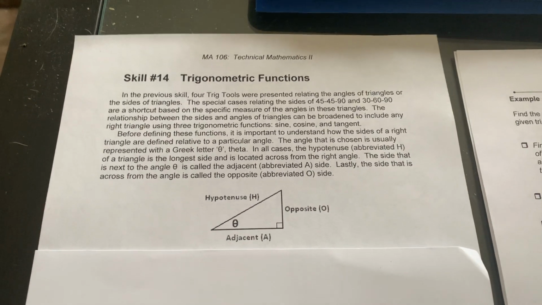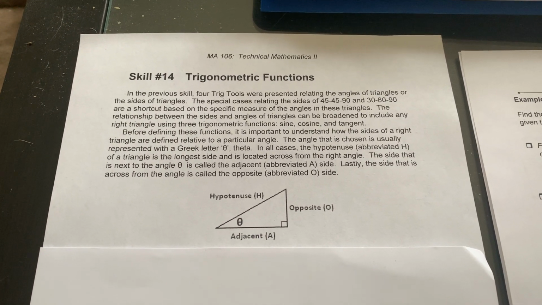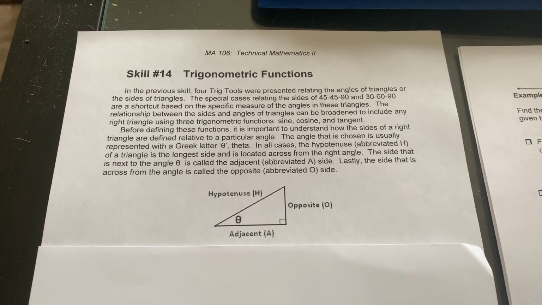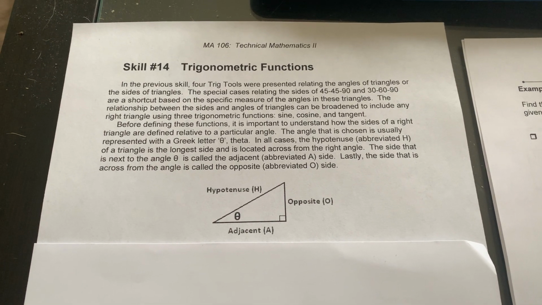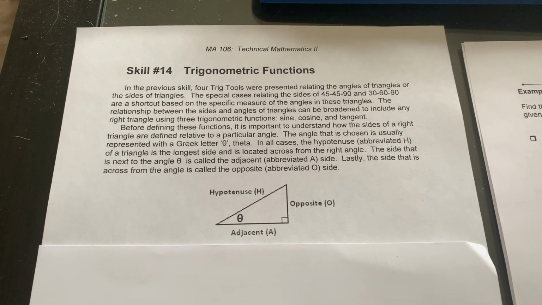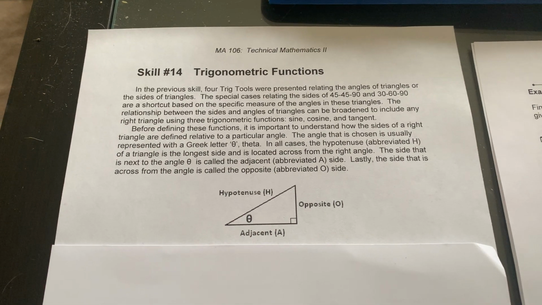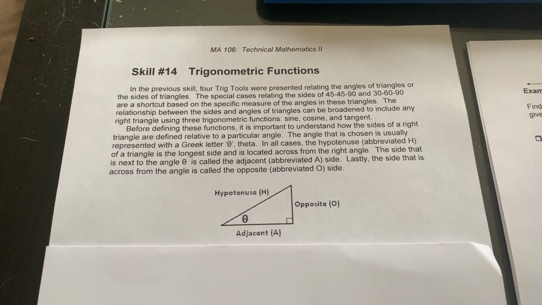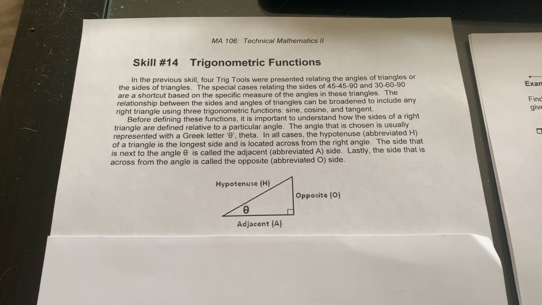But regardless, maybe we'll think of them as three particular formulas that have to do with our right triangles. And they're relating the angles and the sides. We have the special triangles that we did in skill 13. So that was the 45, 45, 90 and the 30, 60, 90. Those gave us special relationships for those particular triangles that helped us find different side lengths when we had those particular angles.